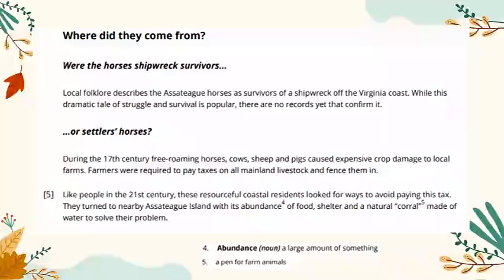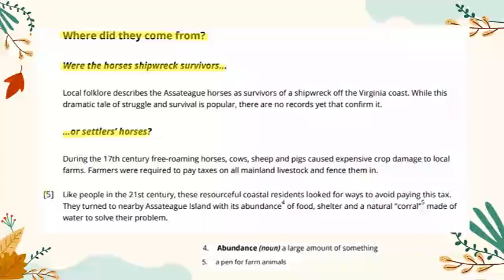All right, so let's get back into our reading. Want to think about text features first, and I see a heading here, where did they come from, which I definitely want to know. I also see a couple of subheadings. Now the subheadings are also in bold, but they're in addition in italic print, so they're italicized. That means they're kind of written on the slant or off to the side a bit. And this first one says, were the horses shipwreck survivors or settlers' horses? Well, that'll be interesting to learn.